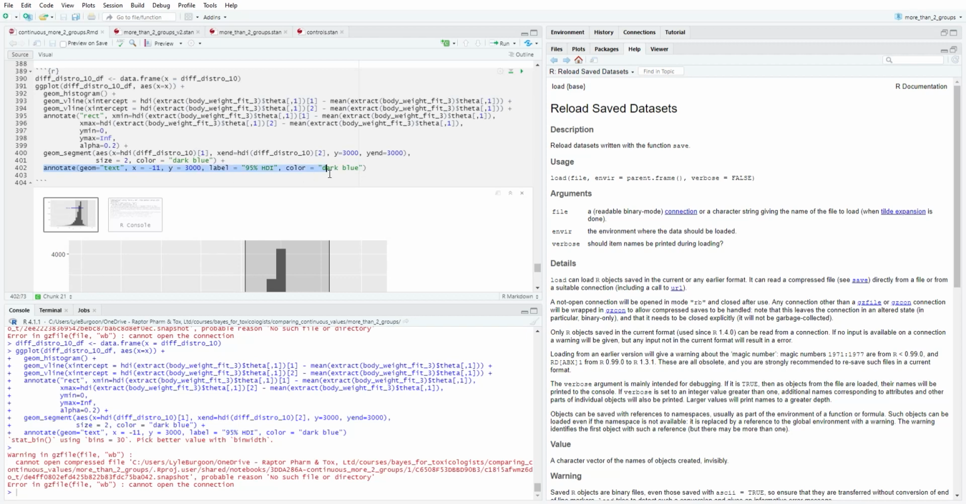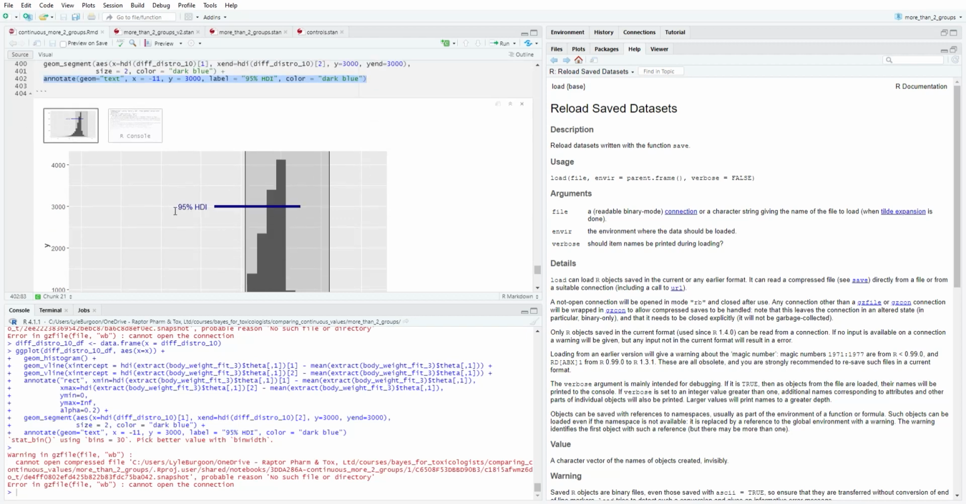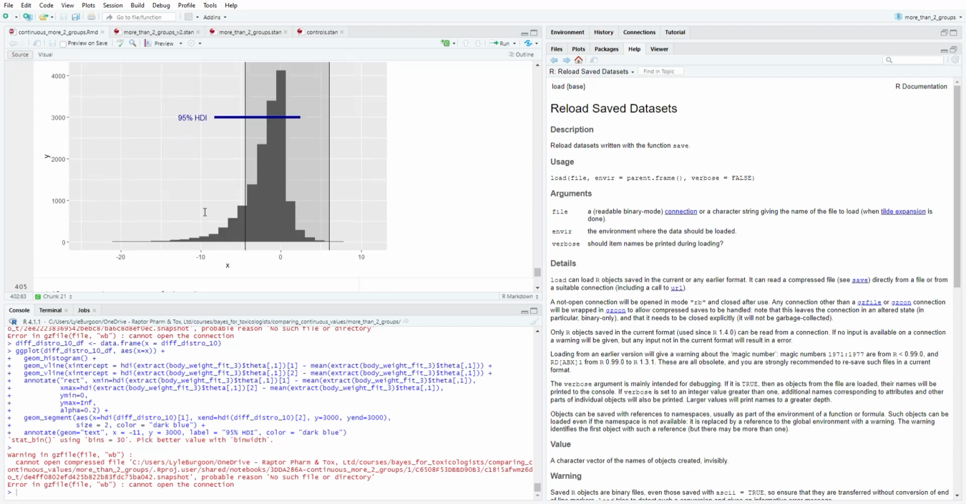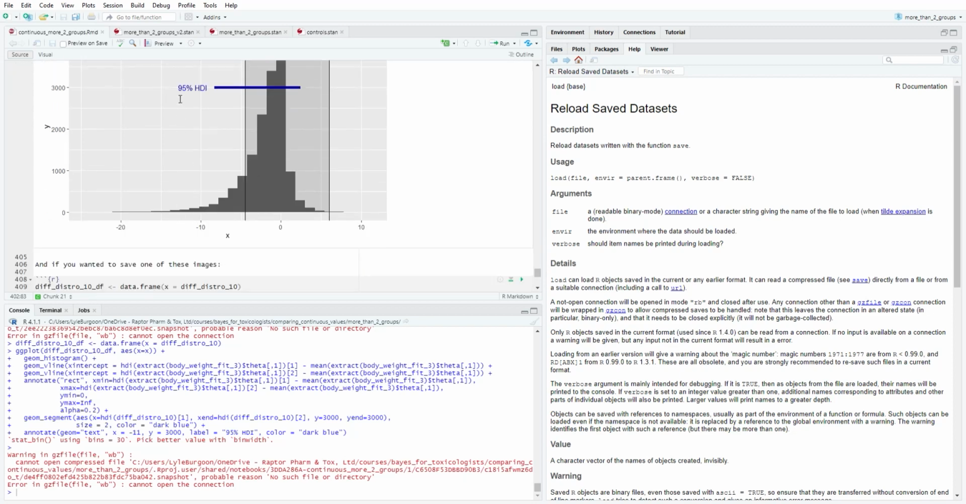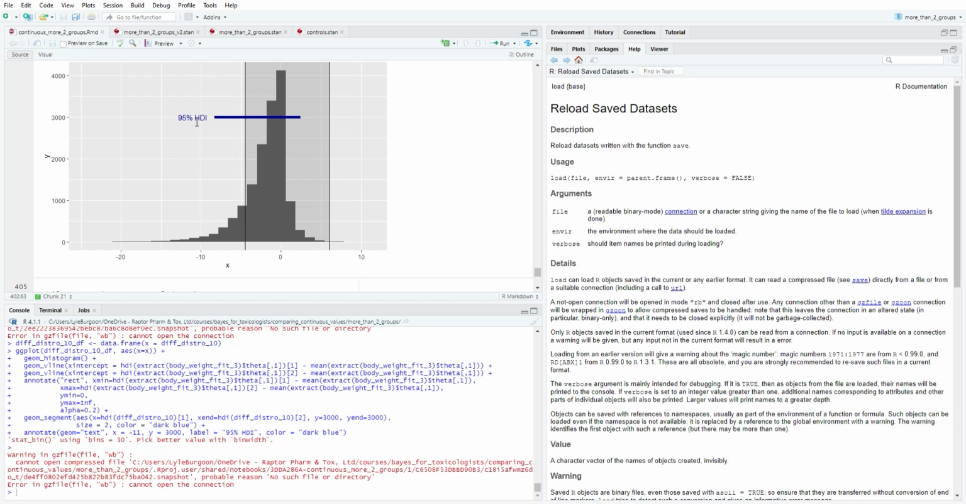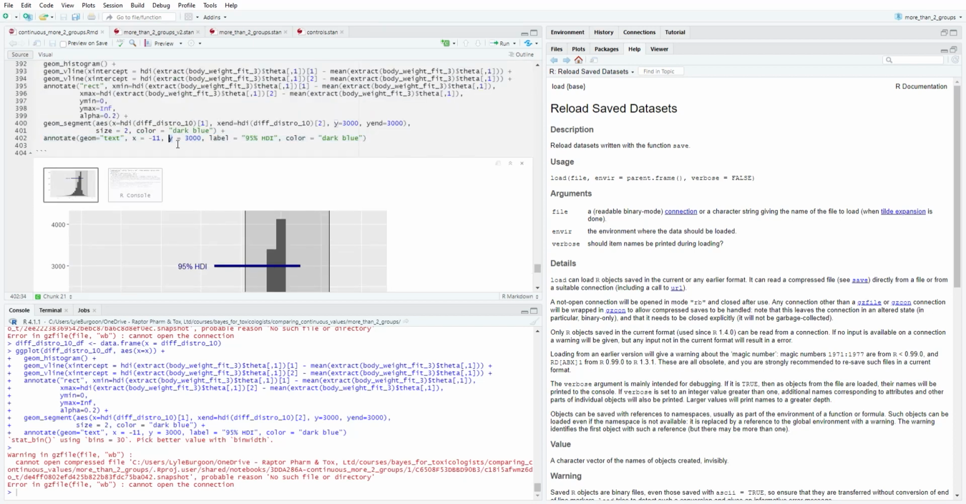Annotate here is going to add in this 95% HDI label. So here, say annotate geom equals text. The X value is -11, so it's starting off right here at -11, more or less. Or no, I guess the middle. Sorry, the middle of this is at -11. There we go. The Y value is at 3,000, so it's up here at 3,000. The label is what are the words you want to use, and then the color is the color you want. There you go. That's how you do that.